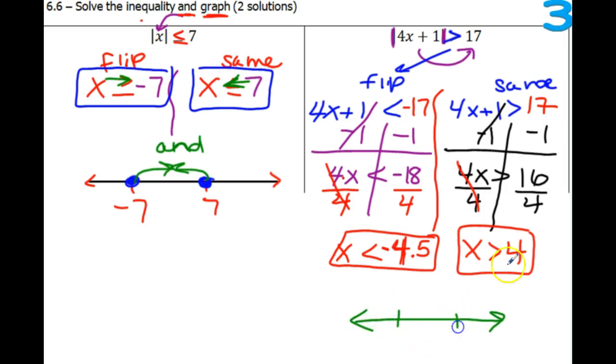So on my number line, 4 is the greater number, more positive. Negative would be on the left, negative 4.5. Both of these are open circles. There's no equal to. And at 4, greater than is to the right, towards 5, 6. And less than over here is to the left.